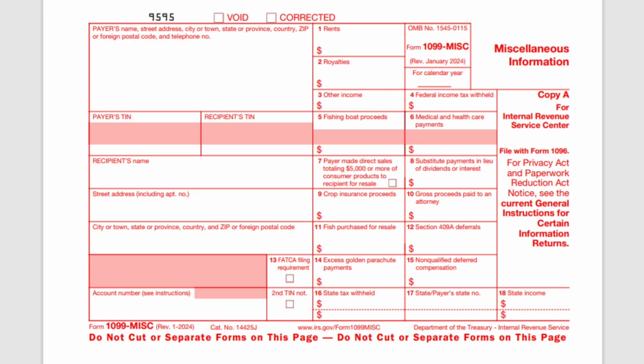Box 2. Payer's TIN, taxpayer identification number. Enter your business's EIN, employer identification number, or SSN, social security number. Recipient's information. Box 3. Recipient's name. Enter the full legal name of the person or business, contractor, or freelancer who performed services for you. Box 4. Recipient's address. Enter the full address of the recipient. Box 5. Recipient's TIN. Fill in the recipient's taxpayer identification number, TIN, which is typically their SSN or EIN. If you don't have this information, you should ask them to fill out a Form W-9 to provide it.